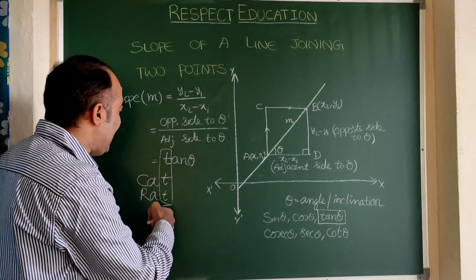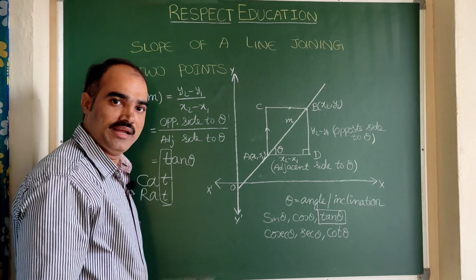So finally here we can see slope of 2 points, slope of a line joining 2 points A (x1, y1) and B (x2, y2) is m is equal to (y2 minus y1) by (x2 minus x1), or it can also be said as, if theta is the inclination, then slope of the line segment AB is m is equal to tan theta, right?